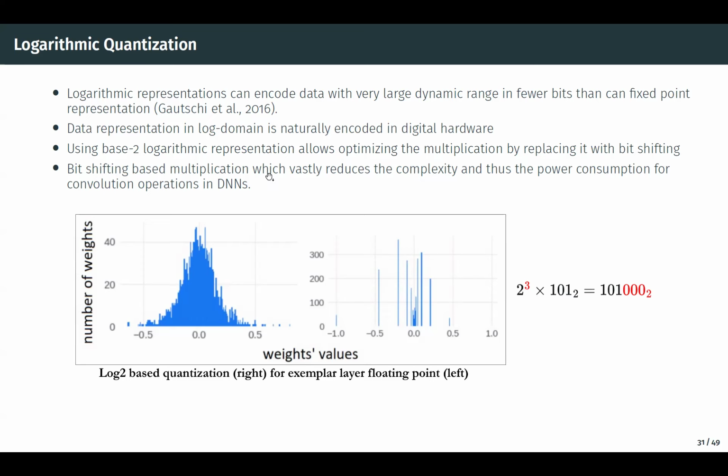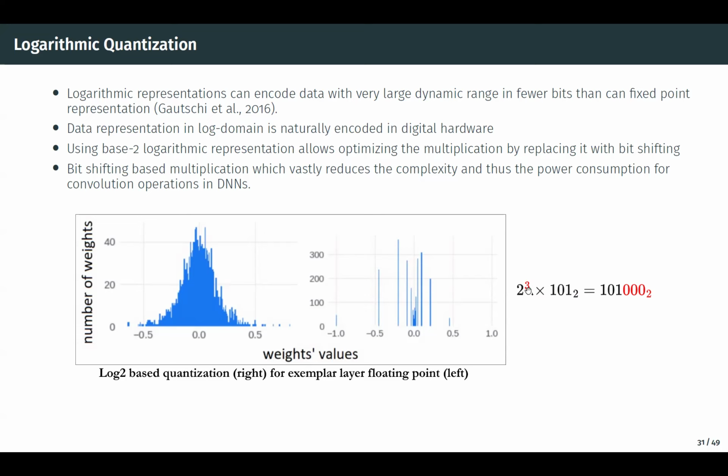The other advantage of this representation is that because we're using powers of 2, this is a very natural encoding of data in hardware. So rather than having multiplication, you can implement operations using shifting of bits rather than doing a normal multiplication, which is really intensive in terms of power. For example, if you have represented your weights in this format, say 2 raised to 3, and this is your input, 1, 0, 1 in binary, this is usually 8 and this is 6.